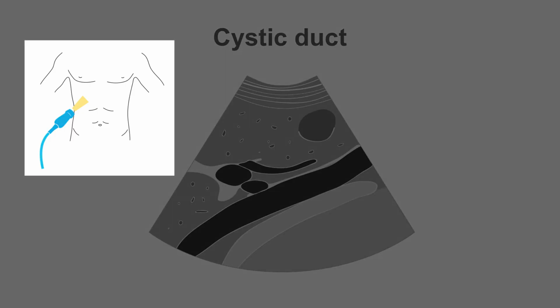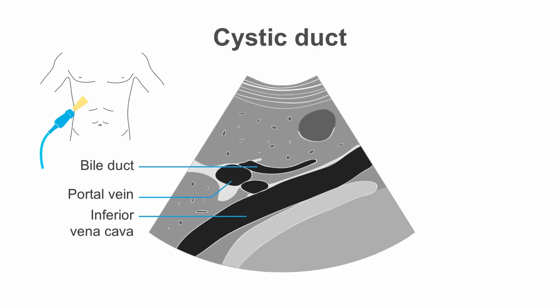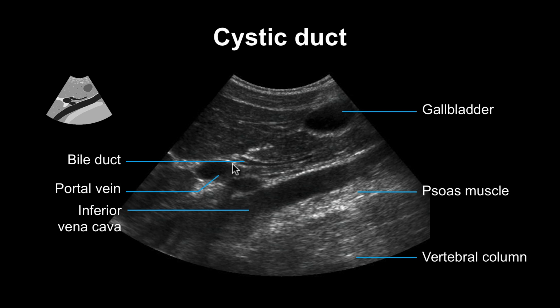Going into a shoulder umbilical line, we can see the cystic duct joining the common bile duct. We can also see the portal vein and the long section of the inferior vena cava. Here is the vertebral column, the gallbladder, and the psoas muscle. Here you see the cystic duct joining the common bile duct in long section, running towards the pancreas head.